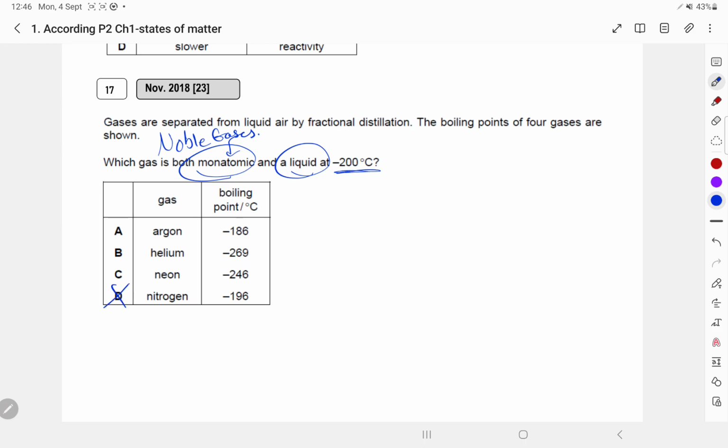It is liquid at negative 200 degrees Celsius, which means it didn't reach its boiling point yet. So negative 200 degrees Celsius must be much lower than its boiling point. So this applies to argon. Negative 200 is much lower than negative 186. But for helium and neon, negative 200 is much higher than the boiling point. So they will be gases at negative 200.